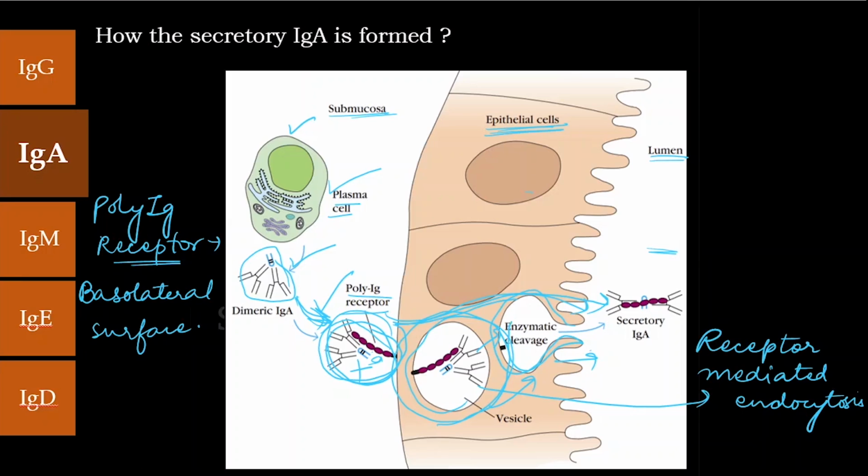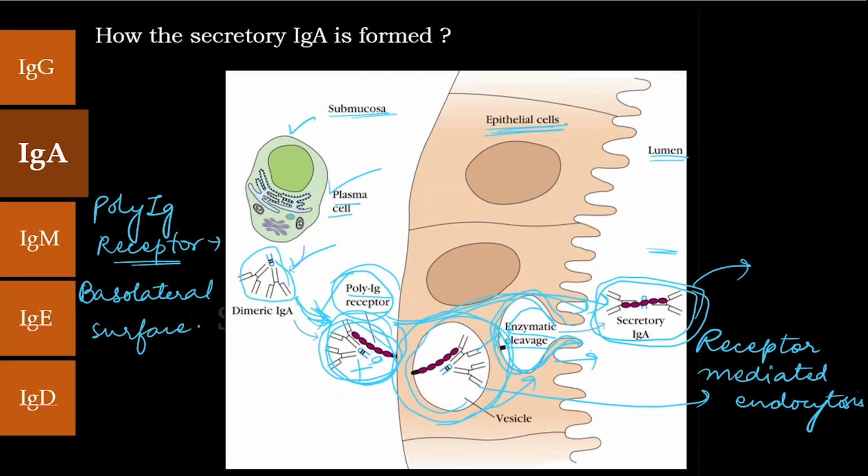This part has fused with this luminal membrane, and after that, as it is written, enzymatic cleavage occurs. This poly-Ig receptor will be enzymatically cleaved from the membrane. Ultimately the secretory component, or secretory IgA, will be formed, which is then released into the mucus secretions. So understood what is happening here.